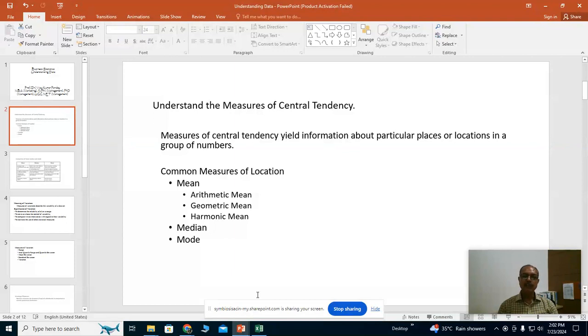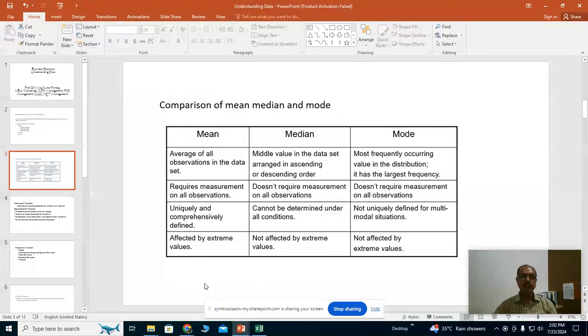We have different means to calculate that: the mean, median, and mode. We also need to understand in which situation these tools can be utilized. The mean is the average of all observations in the data, and it takes all the values for the calculation. But it is not suitable when the data has some extreme values. If certain values are extreme in nature, that will not give you the correct result. But the median can be utilized.